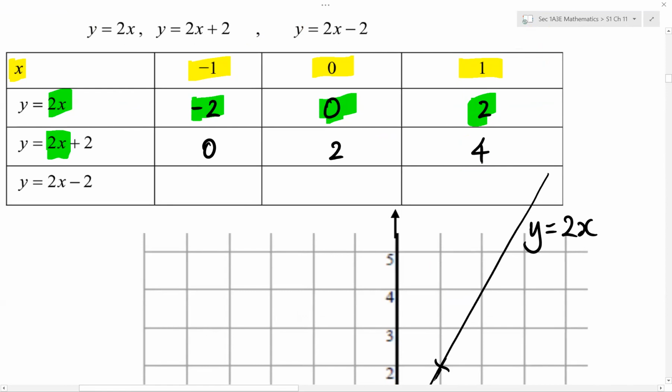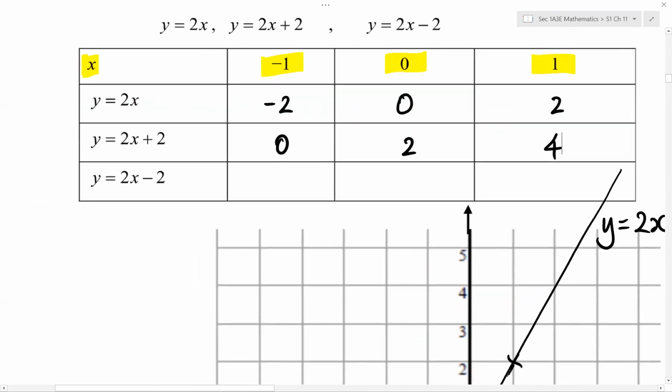What is the pattern that you realize? For the same x value, for the same input, how does the first graph compare with the second graph?